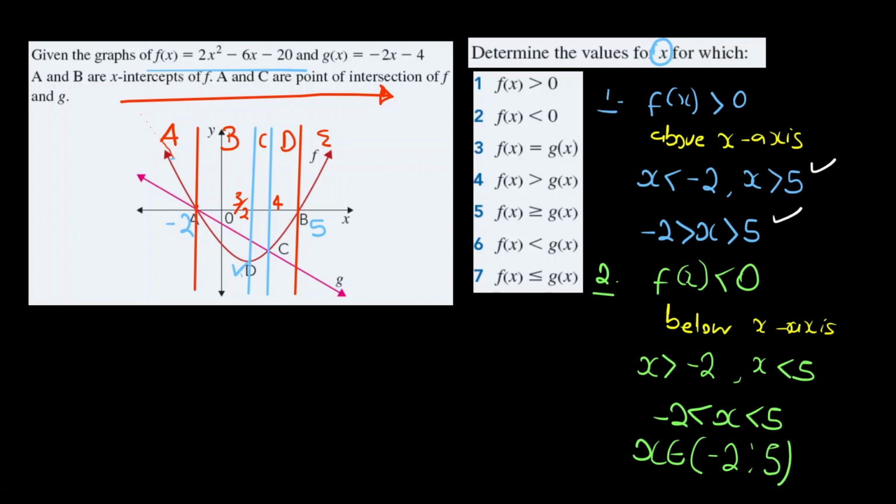So we can go to the third question. So we've done the first question and the second question. We're about to do the third question. Where is f of x equals to g of x? Where are they equal?